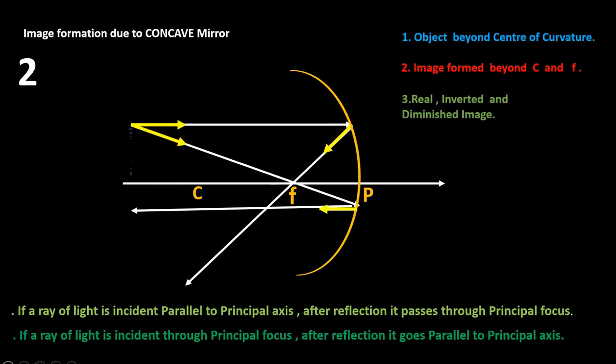The next case of image formation is when the object is beyond the center of curvature. If the object is beyond the center of curvature, the image of the object is formed between C and F, and this image is a real image. Why? Because it is formed by the actual intersection of the reflected light rays. So it is a real image, and every real image is an inverted image.